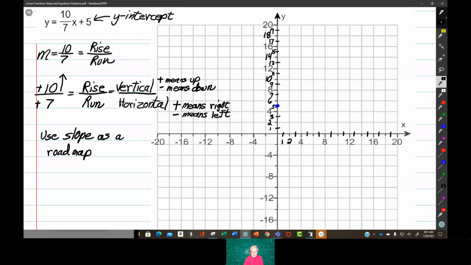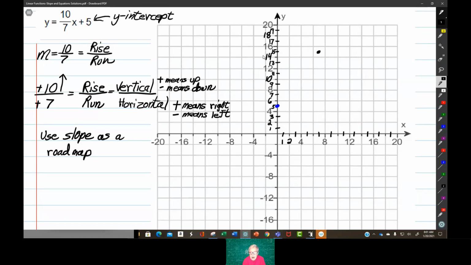Okay, so I start at 5, I go up 10 and to the right 7. So I start at 5 and I go up 1, 2, 3, 4, 5, 6, 7. Don't put a dot. Wait until you've gone to the right 7. No, I'm going up 10. Wait a minute. Well, that'll be to 15, won't it? 5 plus 10 is 15. Now go to the right 7. 1, 2, 3, 4, 5, 6, 7. Now put a dot.